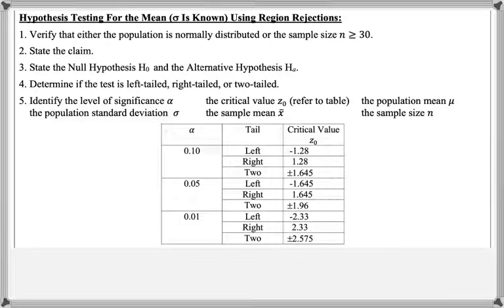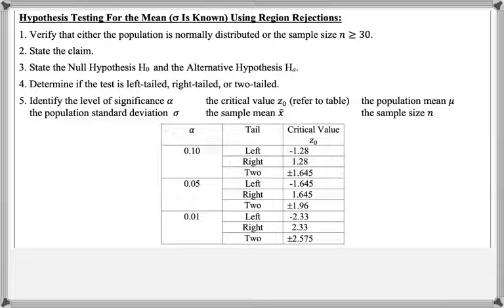Next, I want to show how we can use rejection regions instead of p-values to solve the same problem. And you'll notice that many of the steps are the same. So step 1 is verify that either the population is normally distributed or the sample size is greater than or equal to 30. Step 2 is state the claim.